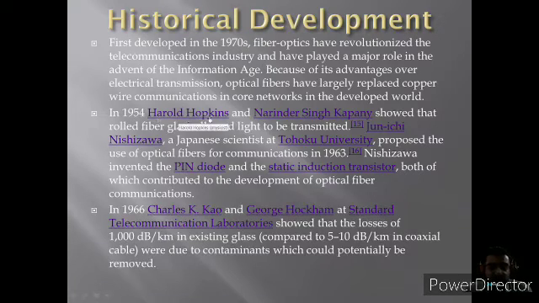In 1950, Harold Hopkins and Narinder Singh Kapany showed that rolled fiber glass allowed light to be transmitted. Jun-ichi Nishizawa, a Japanese scientist at Tohoku University, proposed the use of optical fibers for communications in 1963. Nishizawa invented the PIN diode and the static induction transistor, both of which contributed to the development of optical fiber communications. In 1966, Charles K. Kao and George Hockham at Standard Telecommunication Laboratories showed that the loss of 1000 decibels per kilometer in glass, compared to 5 to 10 decibels per kilometer in coaxial cable, was due to contaminants which could potentially be removed.